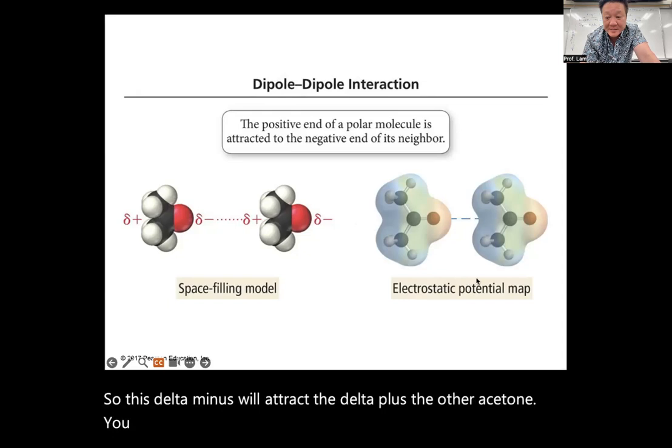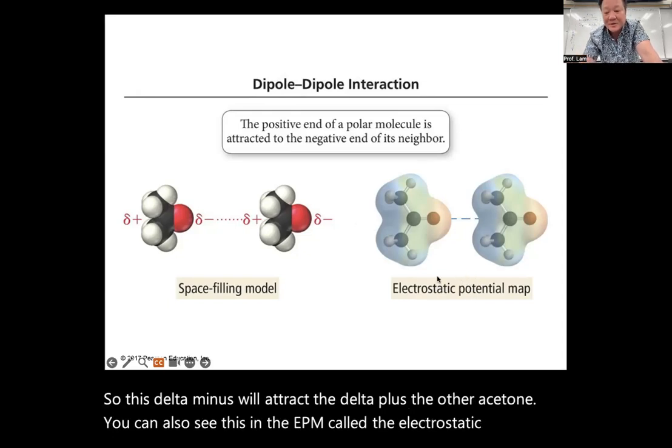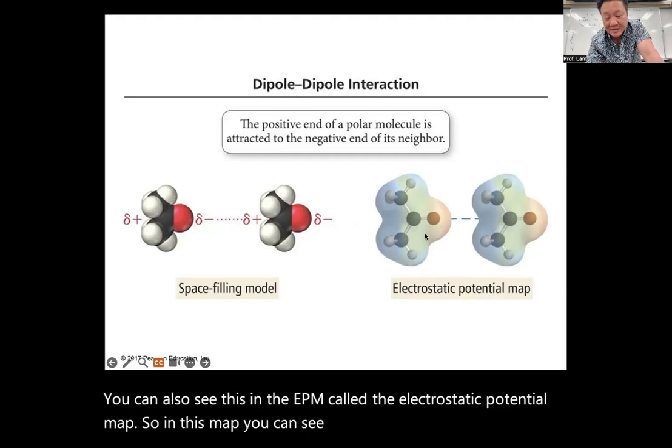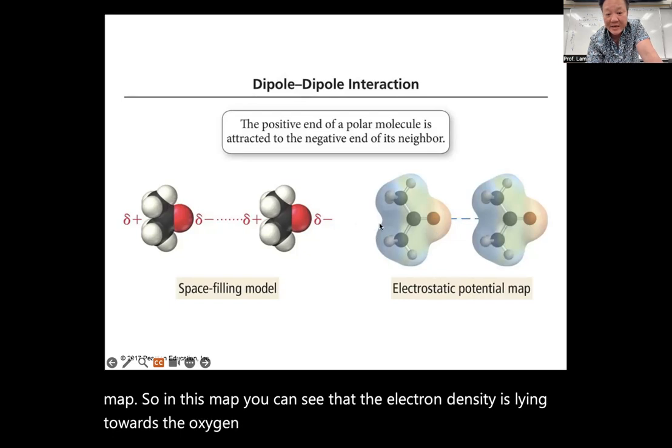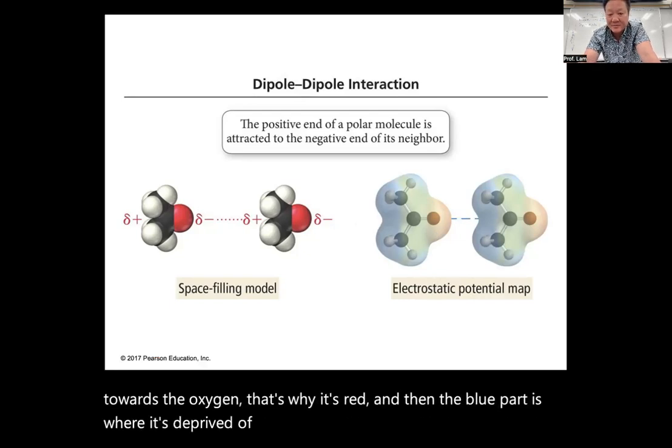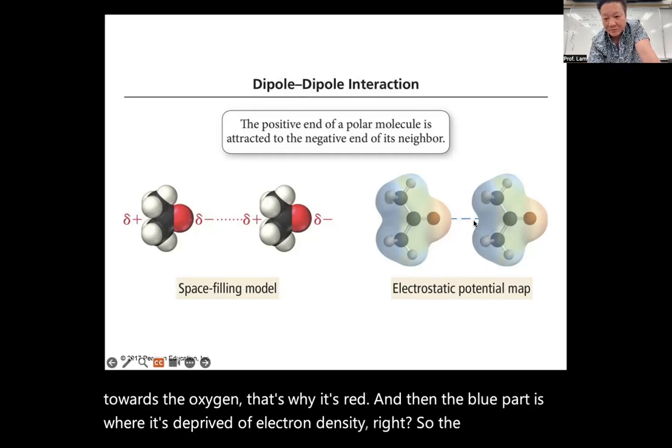You can also see this in the EPM, called the electrostatic potential map. In this map, you can see that the electron density is lying towards the oxygen. That's why it's red. And then the blue part is where it's deprived of electron density, right? So the red will go with the blue, right?